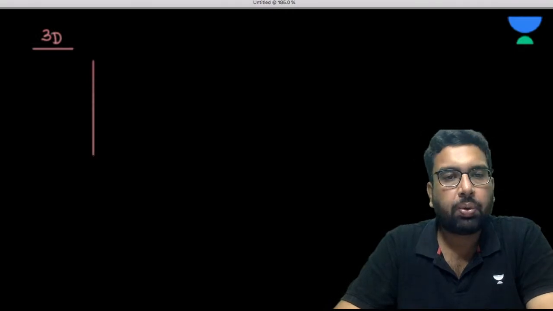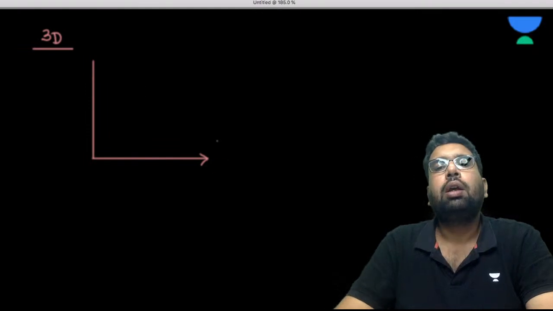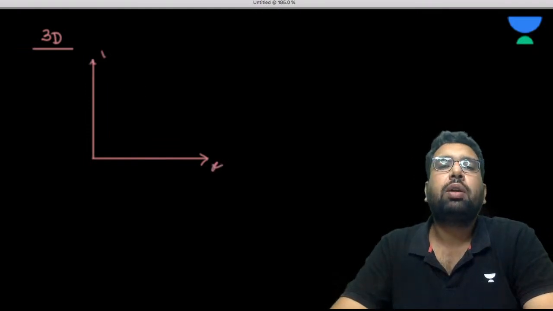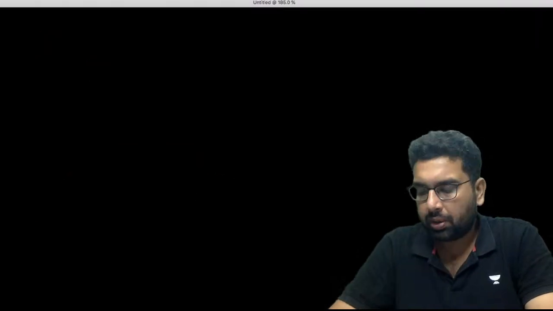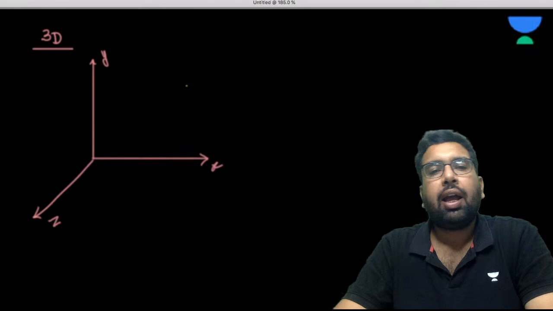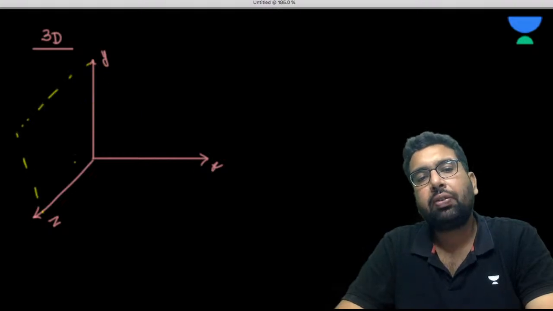If I see this thing in 3 dimensions, what is going to happen? In 3D, let's suppose we are having the standard coordinate axes. We know this is going to be x, this is going to be y, and this is going to be z. And now let's suppose there is some position vector. There is some point. You have to see this in 3 dimensions.